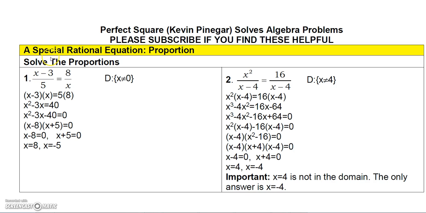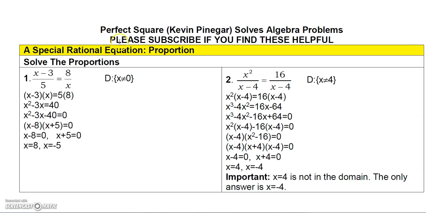Now, a special type of rational equation is a proportion, and a proportion is when you have a single fraction on each side. So here I've got a single fraction on the left, and I have a single fraction here on the right as well. So you can see there I have a single fraction on each side. Now, you could solve this the way I solved those others, but what might be quicker is to do something that's called cross multiplying.